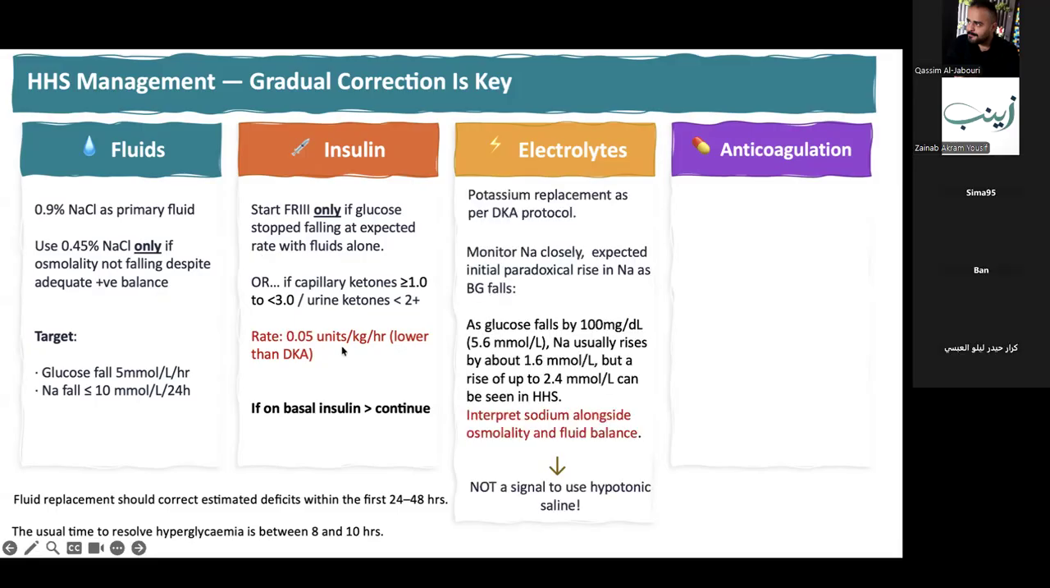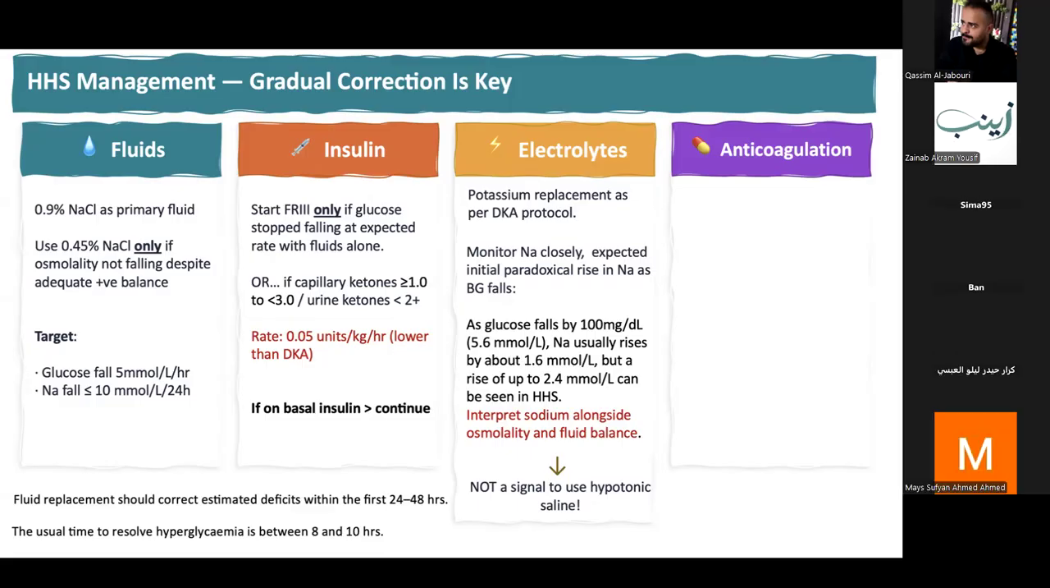We correct electrolyte as we do with the DKA. If potassium is low, we have to replace before starting insulin. If it's high, we have to manage. And then we continue to monitor that as usual. Just need to keep in mind as we manage HHS, there will be, if you are resuscitating with the fluids appropriately, as sugar drops, there will be an initial rise in sodium, which you should not panic, as long as this rise is not exceeding 2.4 or 2.5 millimole per liter. This is a common finding.